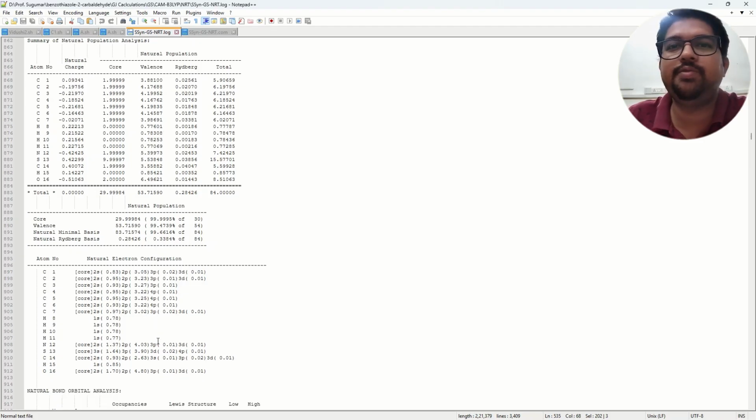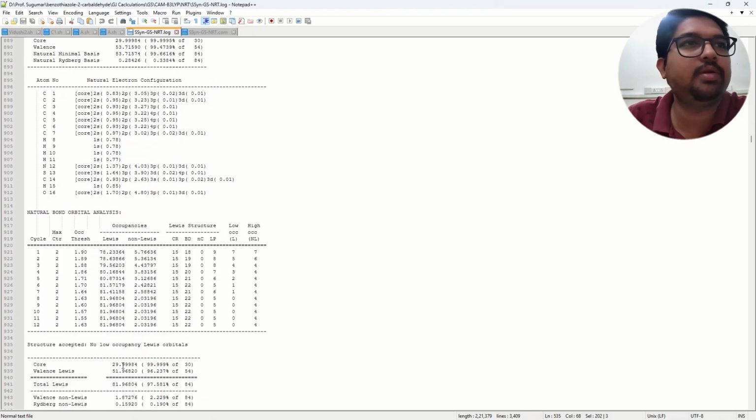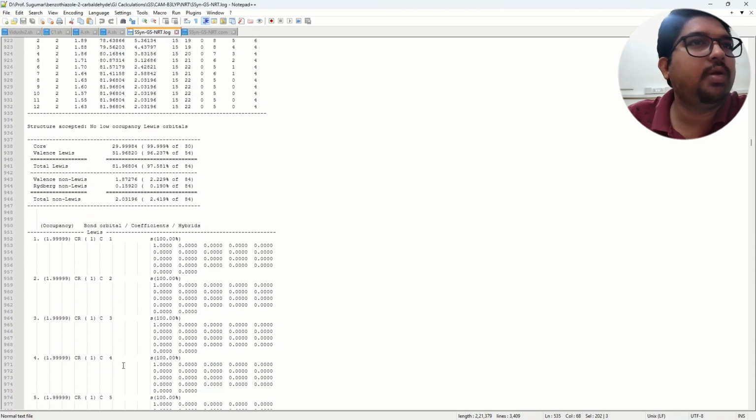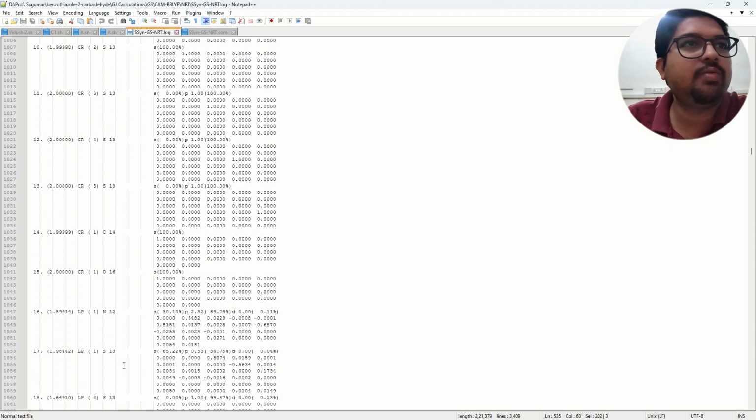In case you want to see the contribution of orbitals, or in the case of hybridization, you can use these things. Suppose you want to look at the orbital composition and the population of the orbitals, you can look up here. But right now we are looking for the NRT analysis, so we'll directly go there.